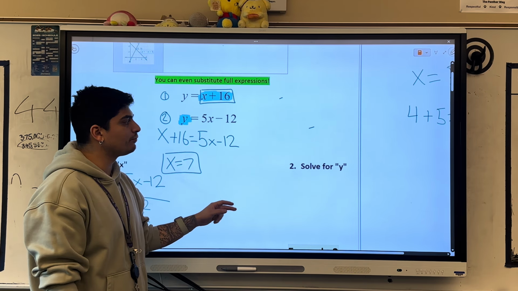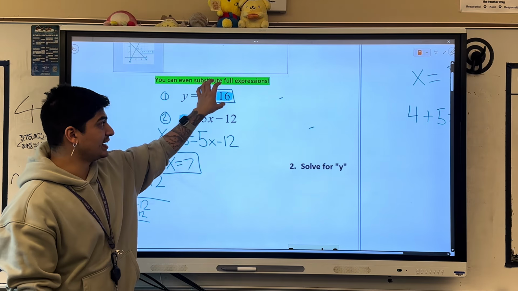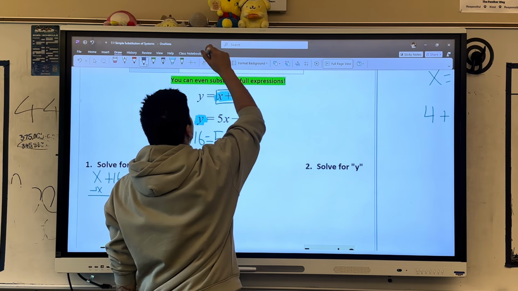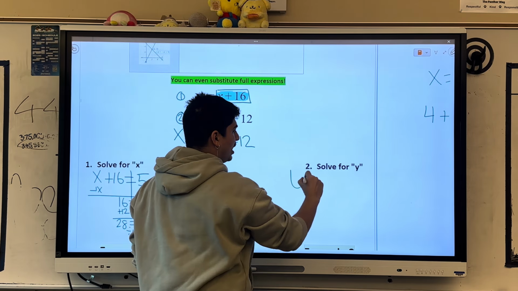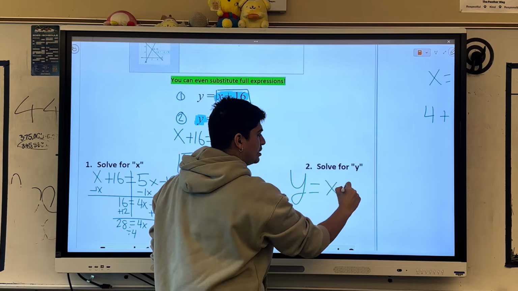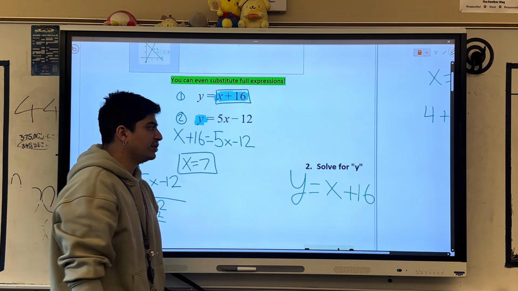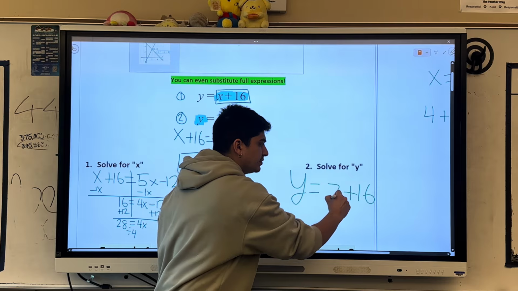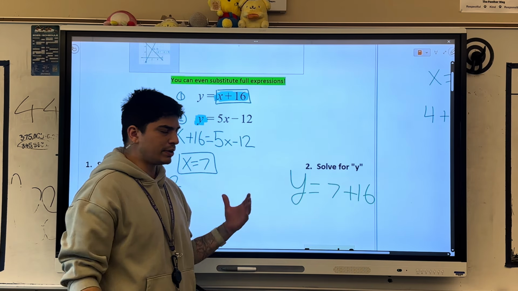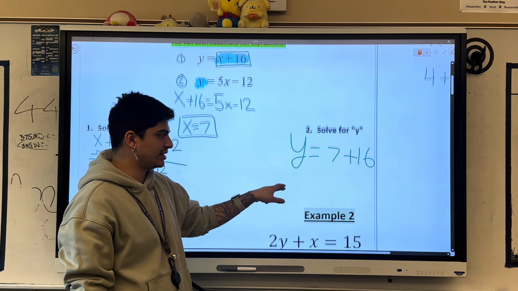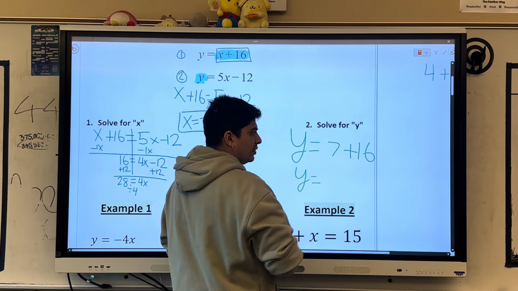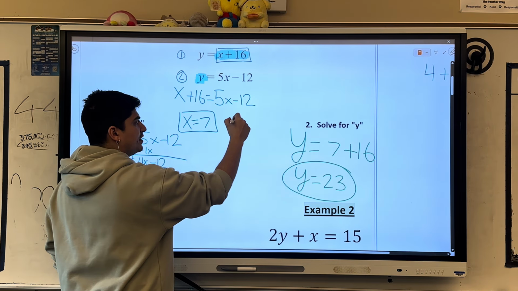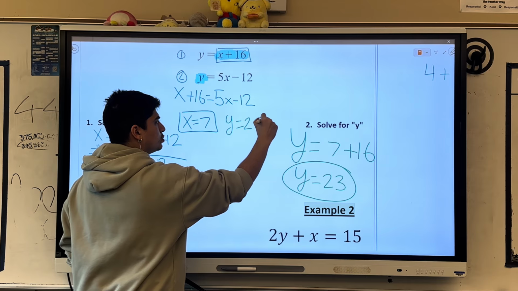So let me solve for y now. I know I said y is x plus 16, and that's still true. If I wrote y is equal to x plus 16, the only thing I'm going to change now is I know what x is, right? So I'm going to go, oh, that's a 7. All I did was replace what I figured out into the gap. And y would now equal, if you added those together, 23. So you have x is 7, y is equal to 23.